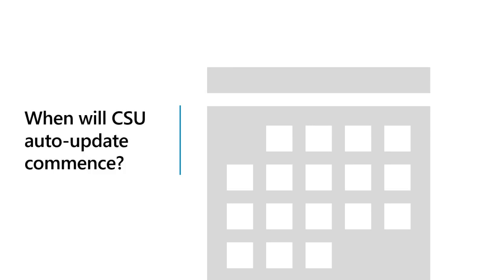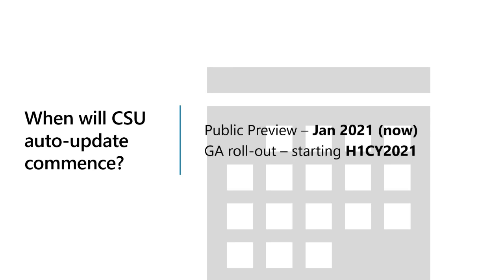Then let's talk about some frequently asked questions about auto update. The first one is, when will it start? So public preview is available now. Please sign up if you are interested. And the full rollout for GA for this feature is targeted for the first half of this calendar year. More specific dates are to be announced. And as and when we start rolling out to your environment, look out for email notifications coming in to the IT administrators and project managers that are assigned to your LCS project.